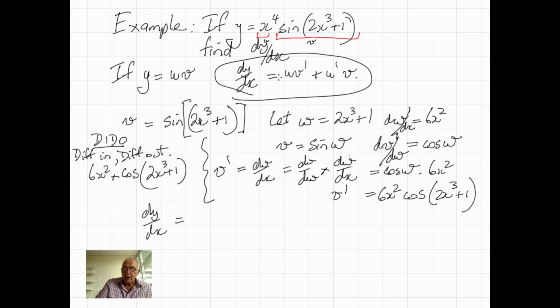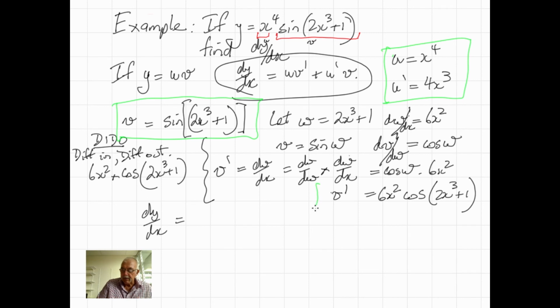We've got to identify what u is. We've already got v and v dash. u is equal to x to the fourth, so u dash is equal to 4x cubed. So putting it all together, we've got u and u dash, and v and v dash. And all we're going to do is substitute into the rule up there.